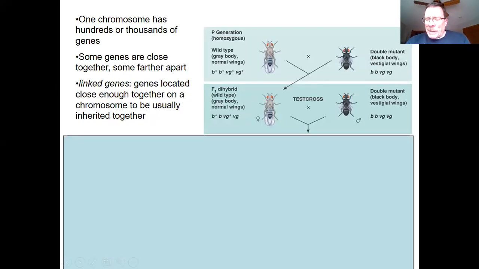All right, AP Bio fans, here we go. Another sharp short. This one on linked genes. One of the things we've looked at is some genes appear to be inherited together. So here's an example.